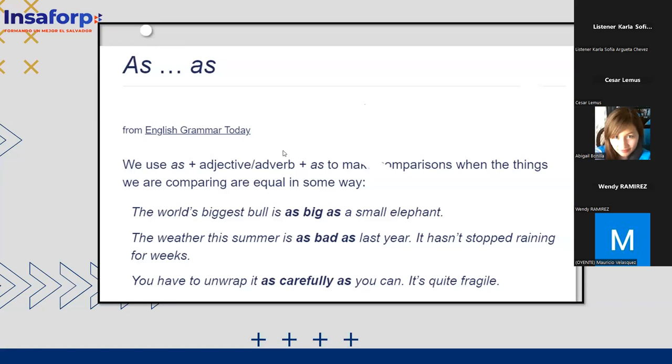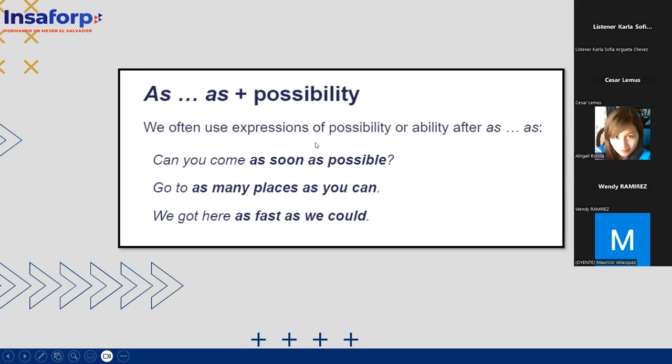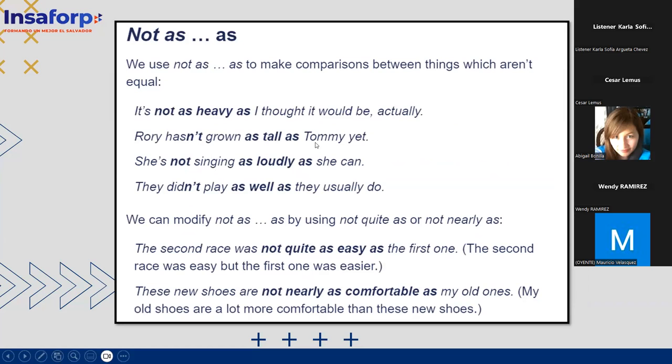Okay, I was telling you this one is when you want to mention things that are equal in some way. Now, the other scenario is for the negative version, okay? Which is not as adjective as, okay? And I need two volunteers to read this one. First person is going to read this part, and then the second person can read the last part. Two volunteers to read, please. Raise your hand.